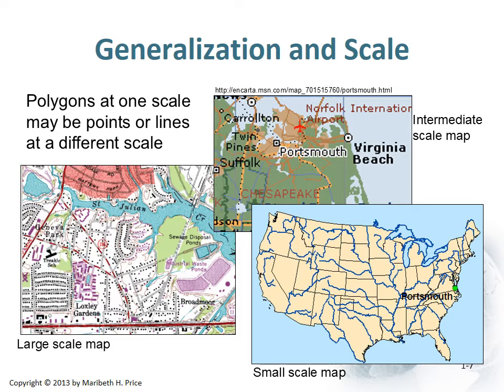Okay. And the intermediate scale map is kind of a gray, vague area. It lies somewhere in between those extremes. Generally, you might think of it as between 1 to 100,000 and maybe 1 to 500,000 would be intermediate scale.